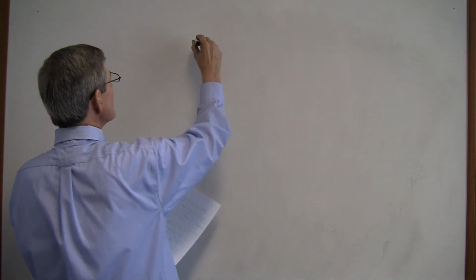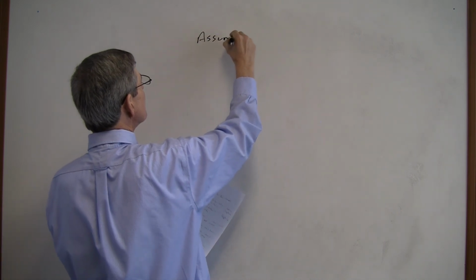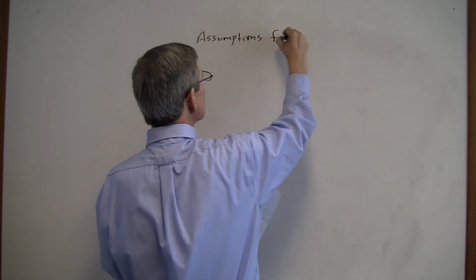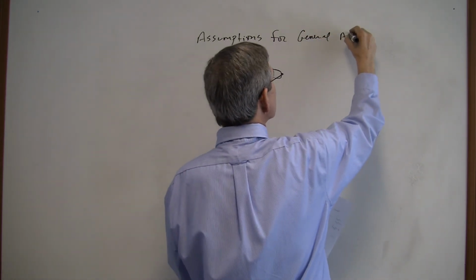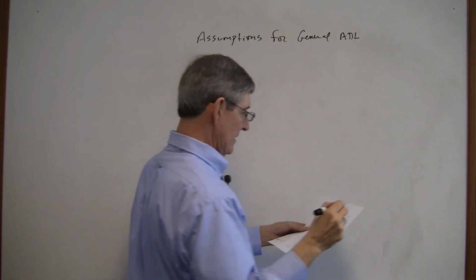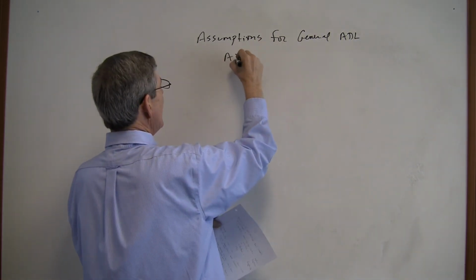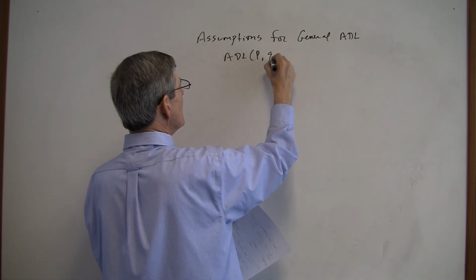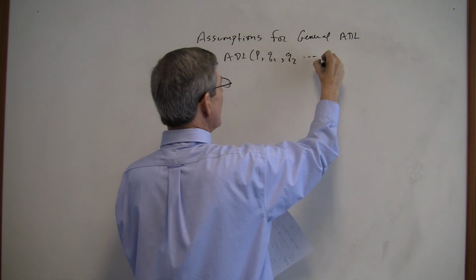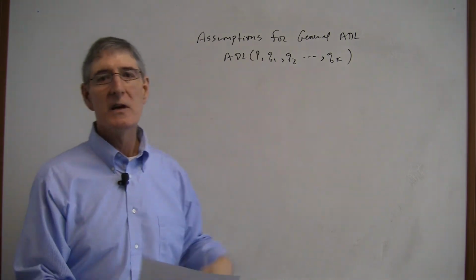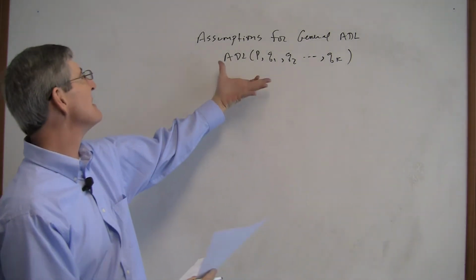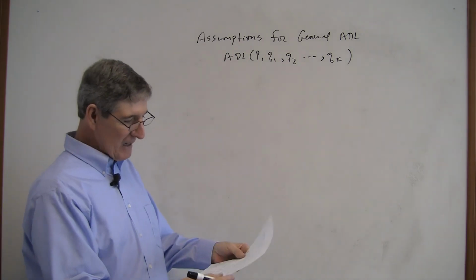Okay, assumptions. They're mostly like they've always been. So the assumptions for the general ADL model. You write it as ADL(p, q1, q2, out to qk). So that's the shorthand notation. When you write this, anyone who does time series knows you mean that big model we just wrote down. So this is a much easier way to tell people what you're talking about, and it saves you a lot of writing.